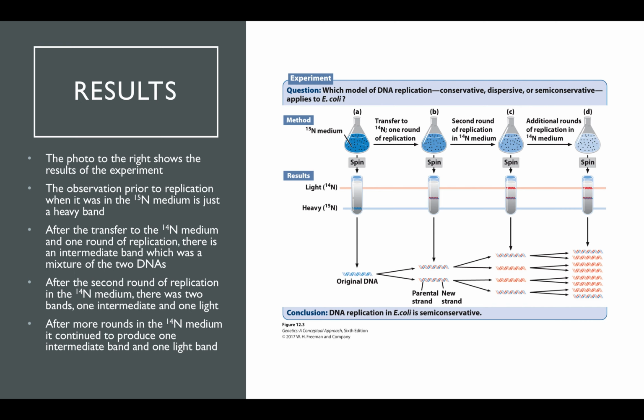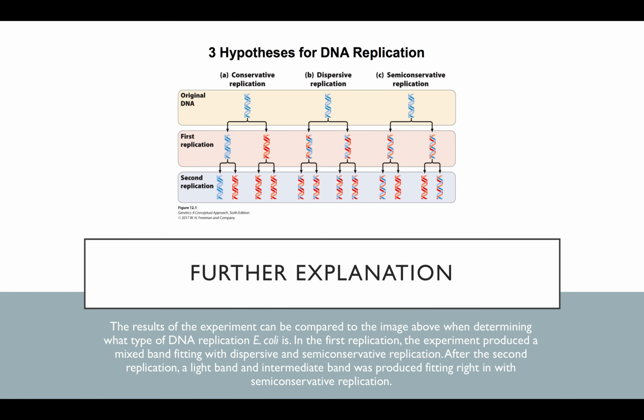The photo to the right shows the results of the experiment, and you can see that the observation prior to replication, when it was in the 15N medium, is just a heavy band because that's the original DNA. And then when you transfer it to the 14N medium, after one round of replication, there's an intermediate band, which was a mixture of the two DNAs. And then after the second round of replication in the 14N medium, there were two bands, one intermediate and one light. And then as replication occurred in the following stages, it continued to produce one intermediate band and one light band. So what does that all mean?